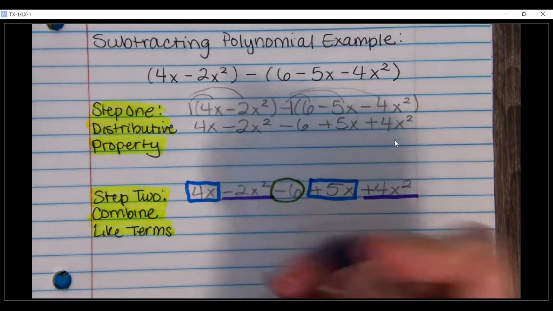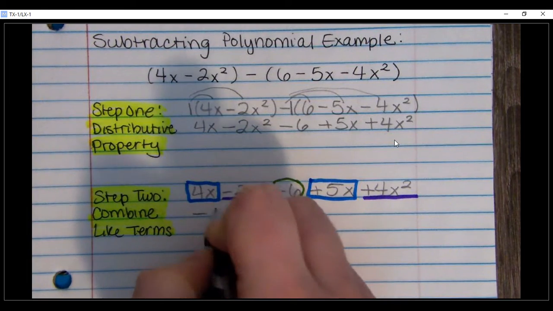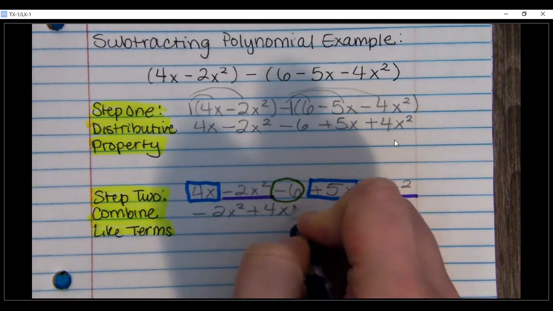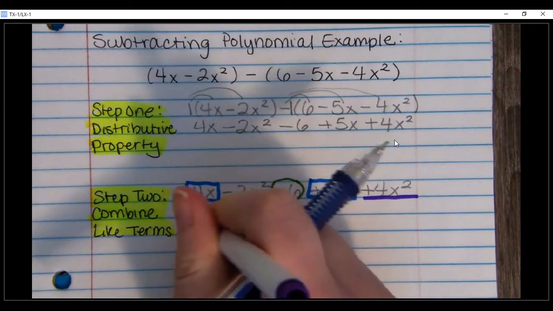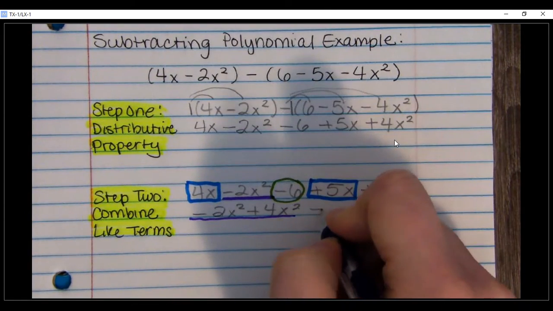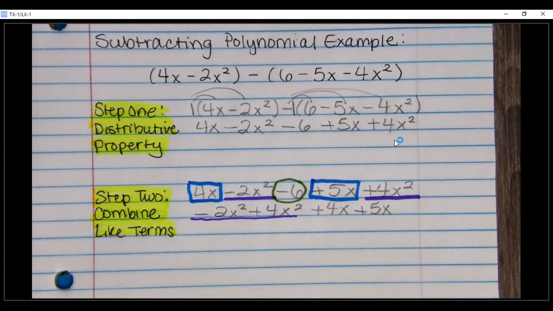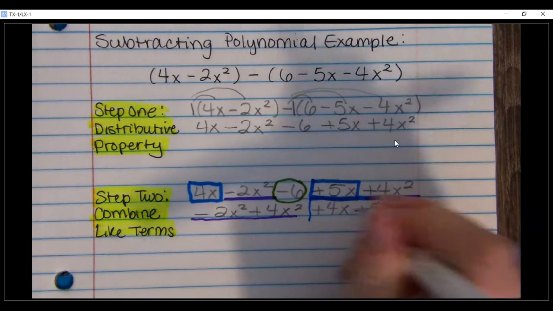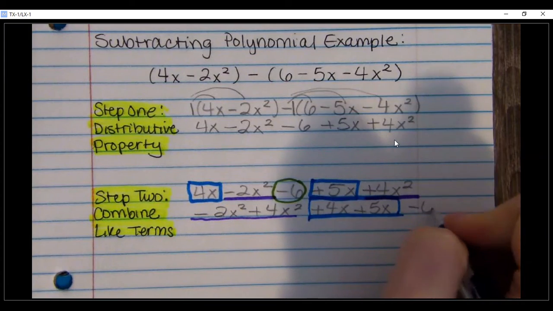Again, getting the habit of the largest power to the smallest power, I'm going to do negative 2x squared plus 4x squared. And that can be combined together. We have a positive 4x and a positive 5x. And then we have our negative 6.